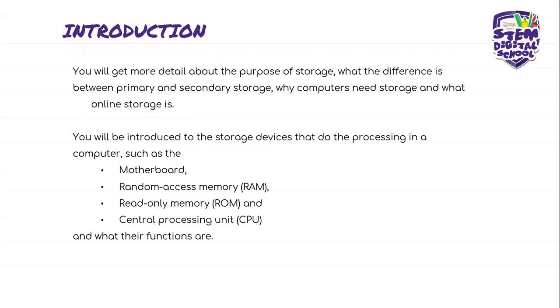Okay, so you will get more detail about the purpose of storage. What the difference is between primary and secondary storage, why computers need storage and what online storage is. You will be introduced to the devices that do the processing in a computer, such as the motherboard, random access memory, the read-only memory, and central processing unit, and what their functions are.